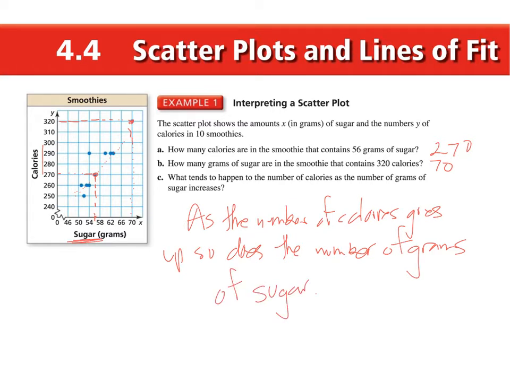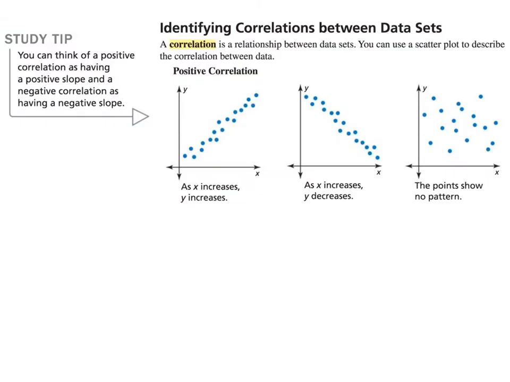Let's go on to example 2. Here's an explanation of an important concept we're covering: identifying correlations. Correlation is a relationship between data sets. As you can see, as x increases, so does y. This means that there is a positive correlation. But here, as x increases, y decreases. If that's the case, that's a negative correlation.